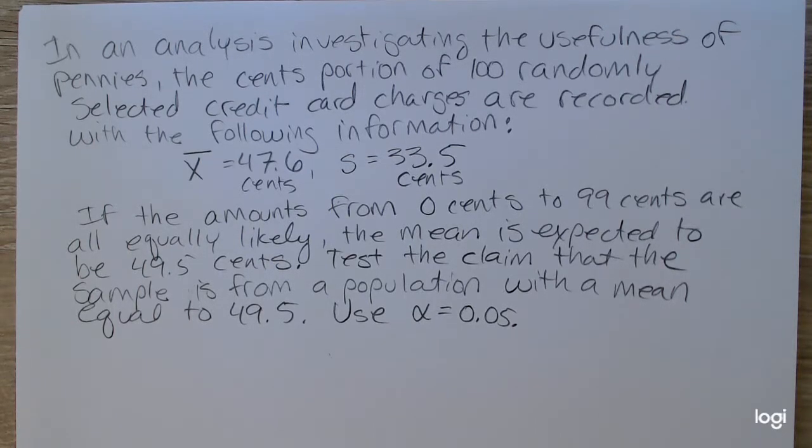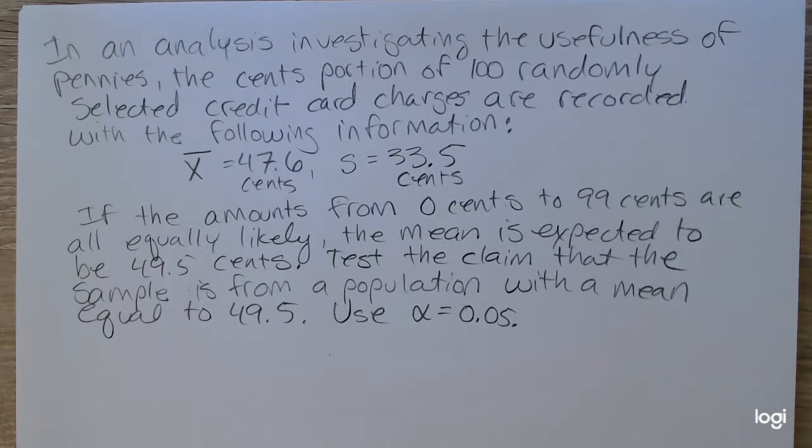If the amounts from 0 cents to 99 cents are all equally likely, the mean is expected to be 49.5 cents. Test the claim that the sample is from a population with a mean equal to 49.5. Use a level of significance of 0.05.